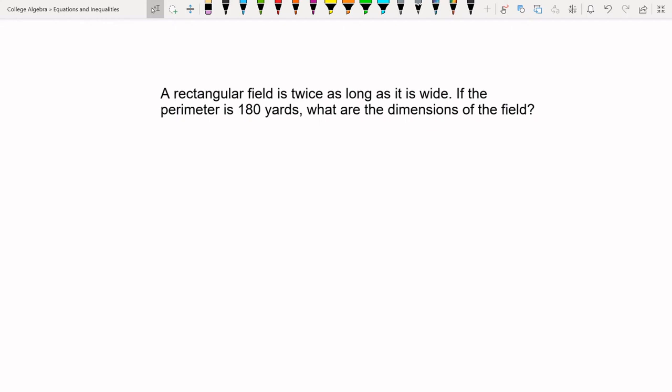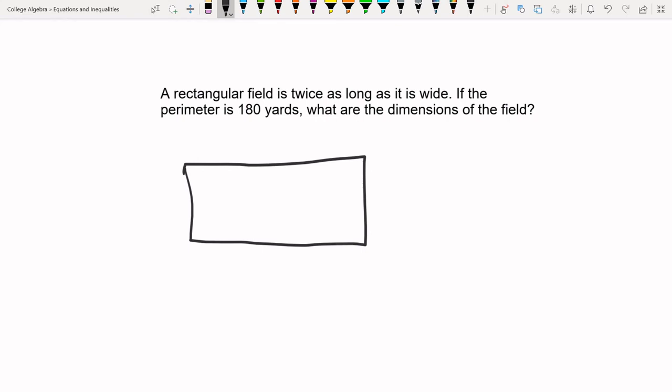Okay, this one's got a nice visual. I recommend drawing a picture whenever you can. A lot of times it can help out. Sometimes it doesn't, but a lot of times it does. A rectangular field looks like this. It's twice as long as it is wide. So if the width is the smaller dimension and the length is twice as long as it is wide, that's going to be 2W. Then it says, what are the dimensions of the field if the perimeter is 180 yards?